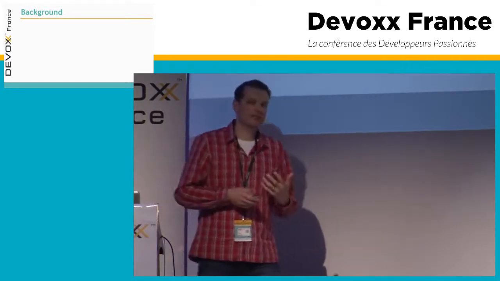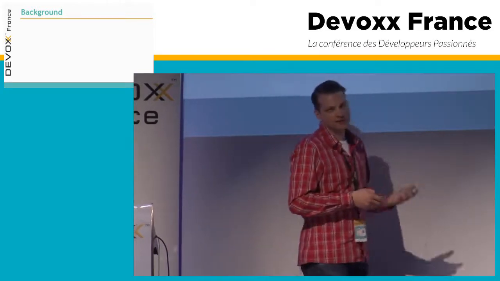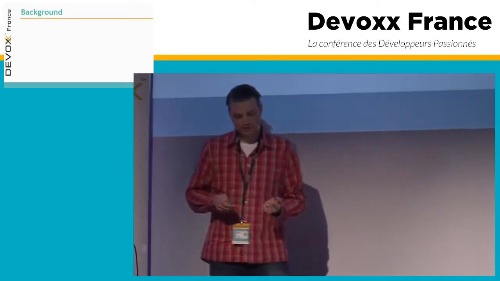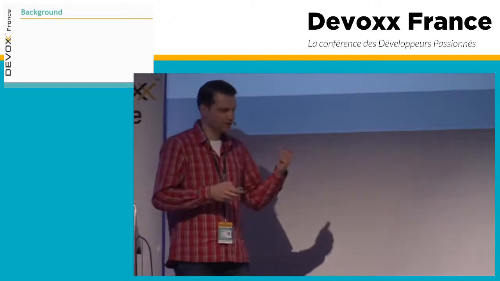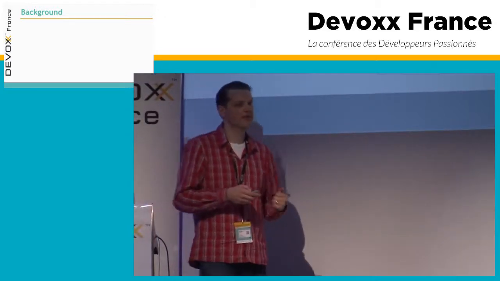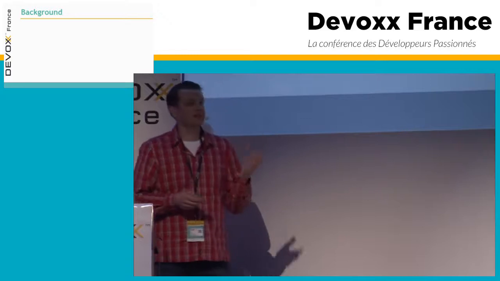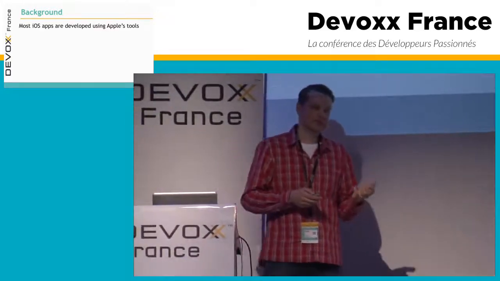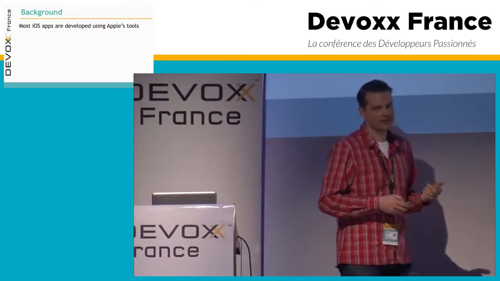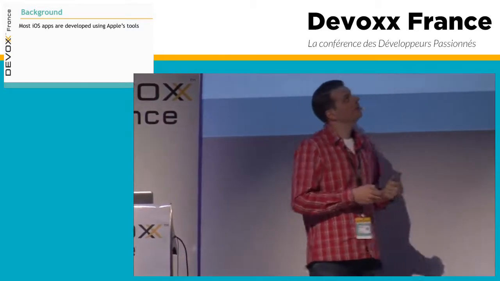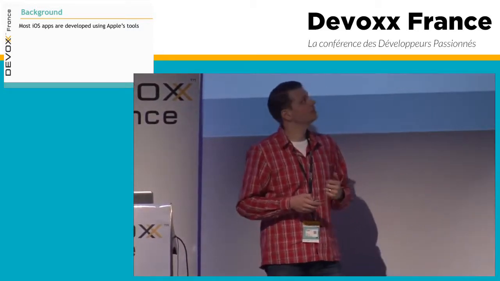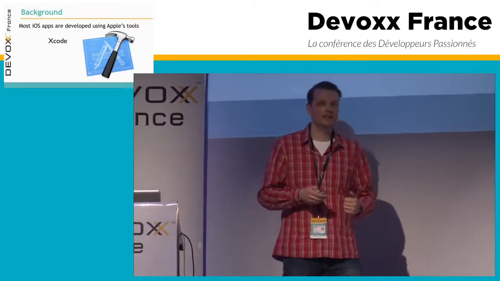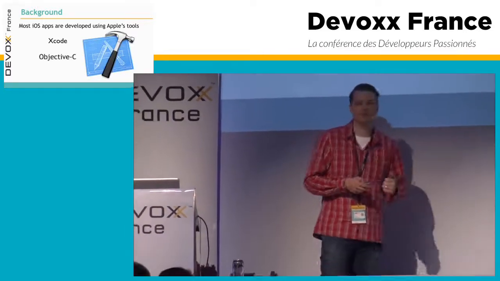So let's just talk a little bit about the lessons we learned from the iOS app that we developed. As I said, we used the native tools, which means Apple's iOS tools. And this is actually the way that most apps are developed for iOS today. So Apple's tools means the Xcode IDE and the Objective-C programming language.